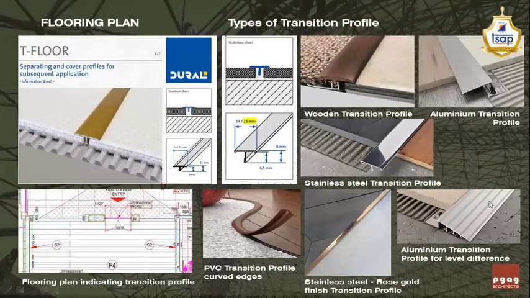Now the right hand side, this particular aluminum transition profile is to show the level difference between two floorings. It is important to show the level difference with the transition profile also. The transition profile forms a small smooth curve. Because of that, the tendency of falling because of the level difference is almost negligible.